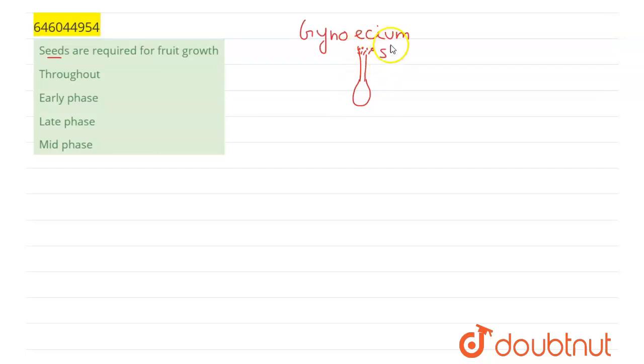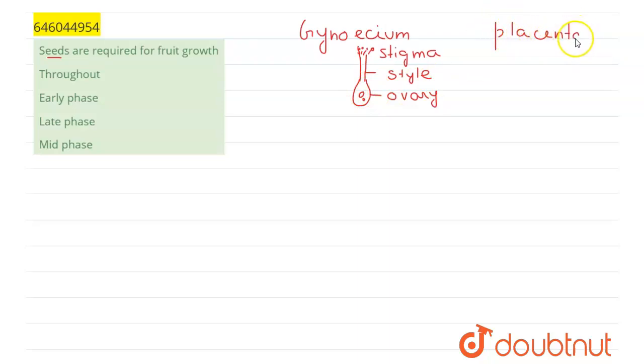So this upper part is known as stigma. This is where the pollen grains fall, and this stalk is known as style, through which the pollen grains travel. And here the bulging part is the ovary, and this ovary contains ovules inside, and these ovules are attached to the ovary through a thin tissue which is known as placenta.